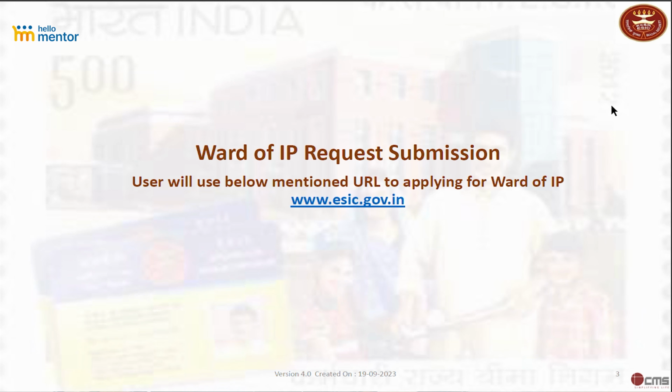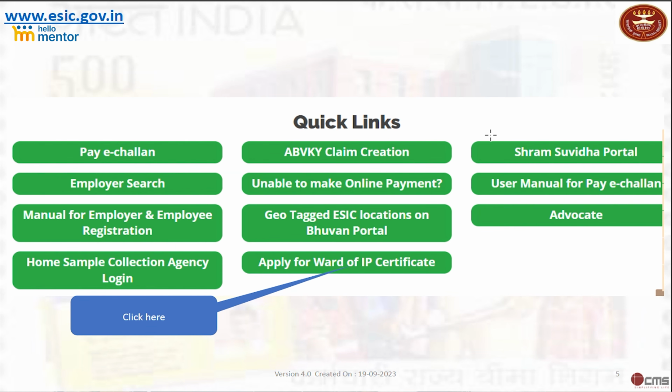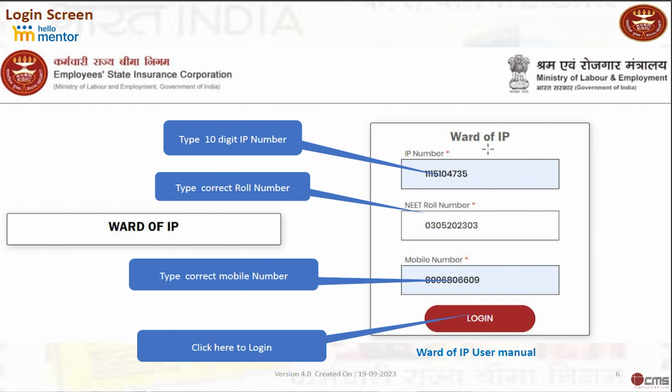www.esic.gov.in. Once you are on that website, you need to scroll down and come to the quick links option. Once you are there, click on the apply for Ward of IP certificate. Enter your insured person's number, your NEET roll number, and the registered mobile number linked with your IP Ward number.